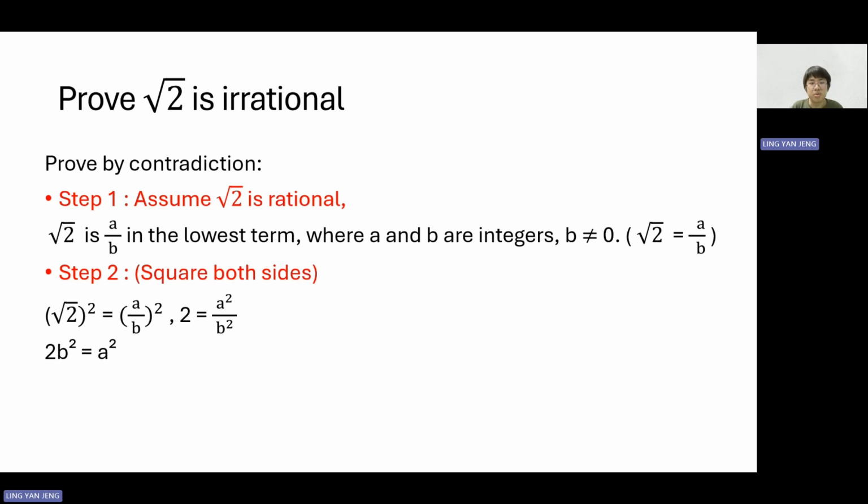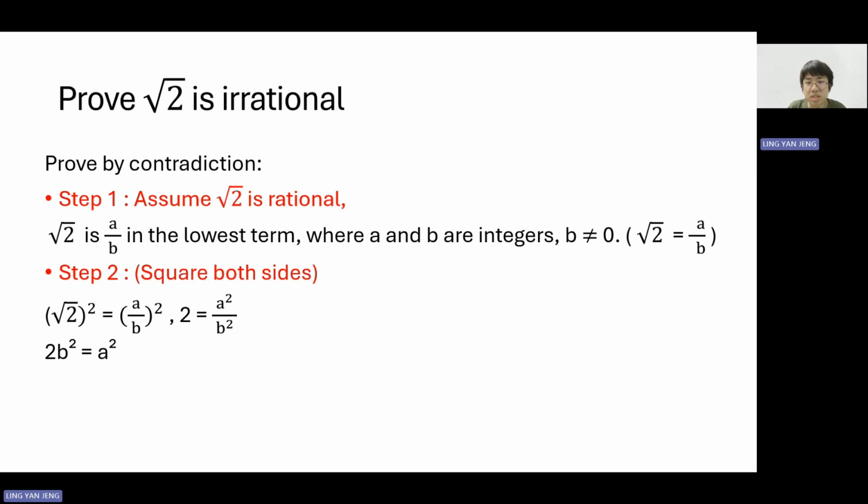All right, so the concepts are clear, and I want to get straight into the topic, which is I want to prove that the square root of 2 is irrational. So we prove by contradiction. We use proof by contradiction. We assume that square root of 2 is rational. Square root of 2 is a over b in the lowest terms, where a and b are integers and b is not equal to 0. So square root of 2 is equal to a over b.